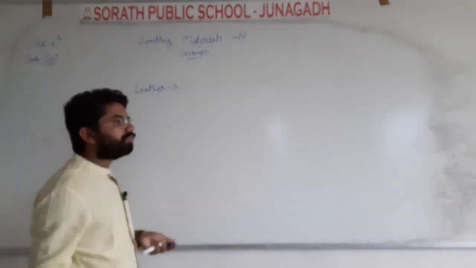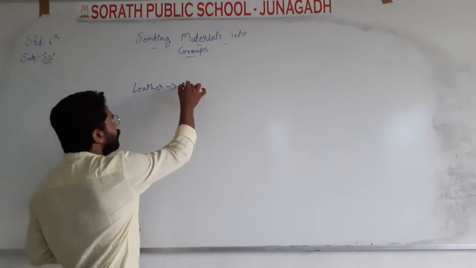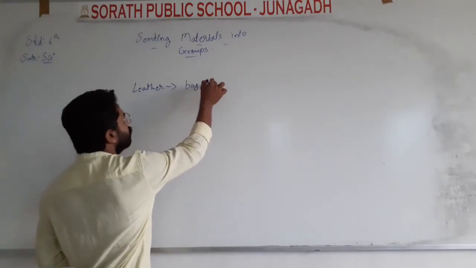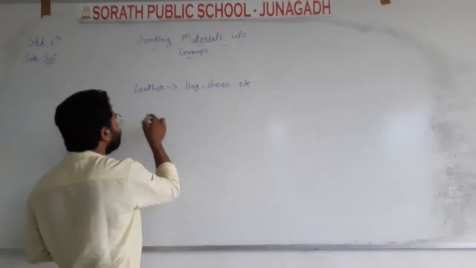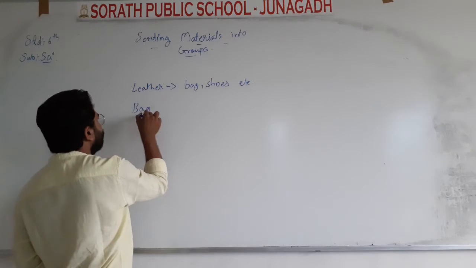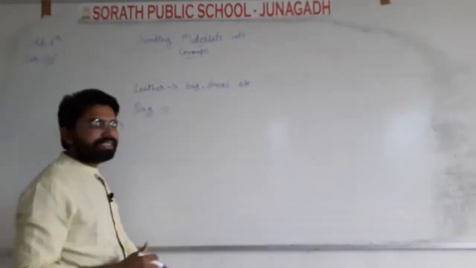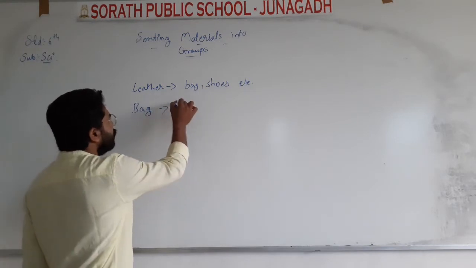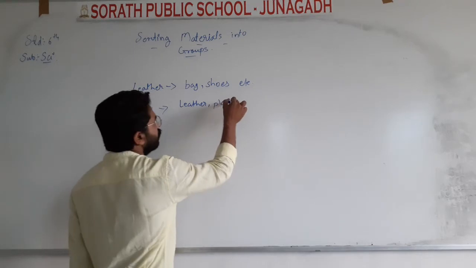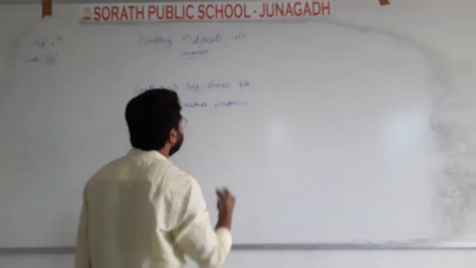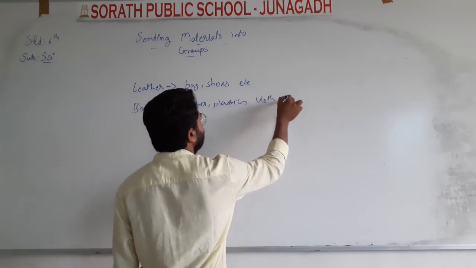Which objects or things are made from leather? The things made from leather are bag, shoes and so on. If I talk about a bag, that is our object or thing, and which material is the bag made from? It is leather, plastic, cloth and so on.